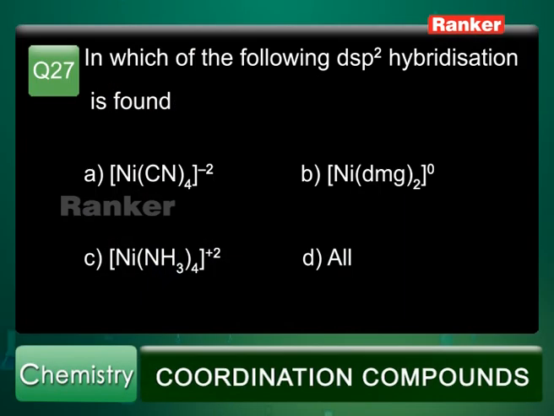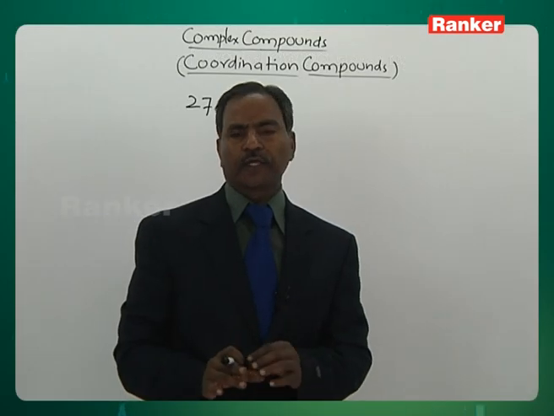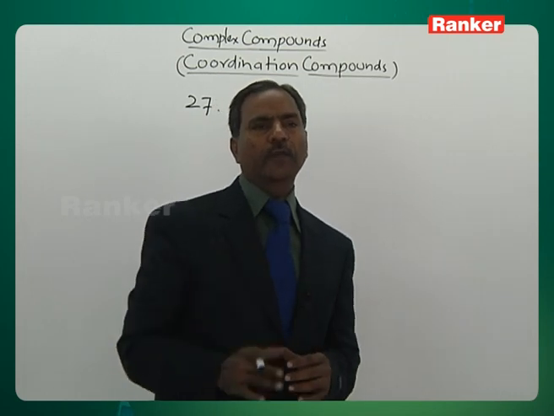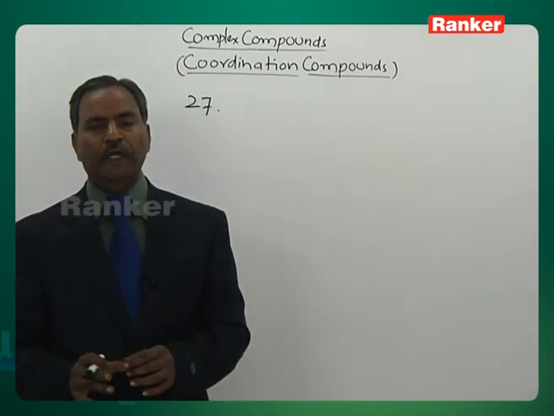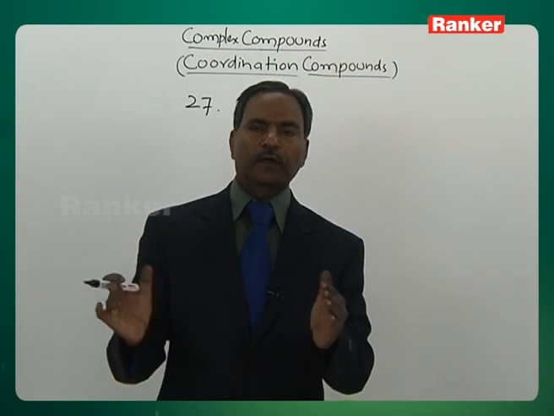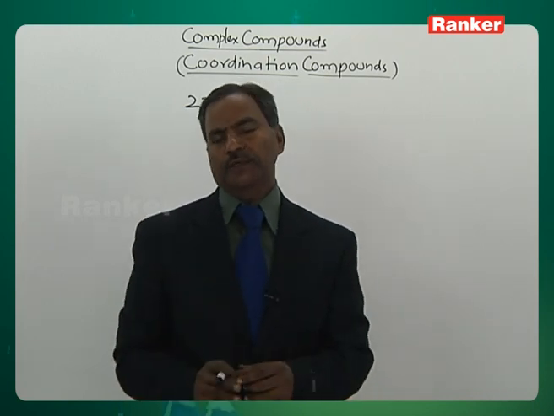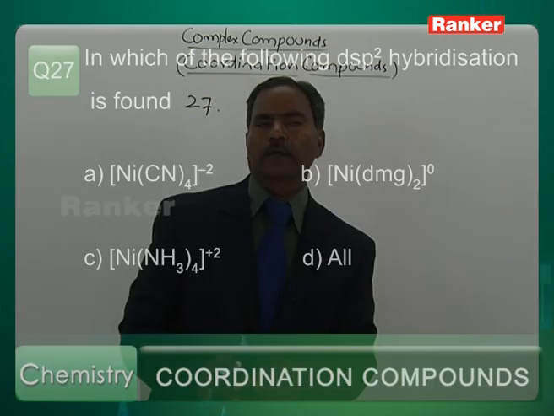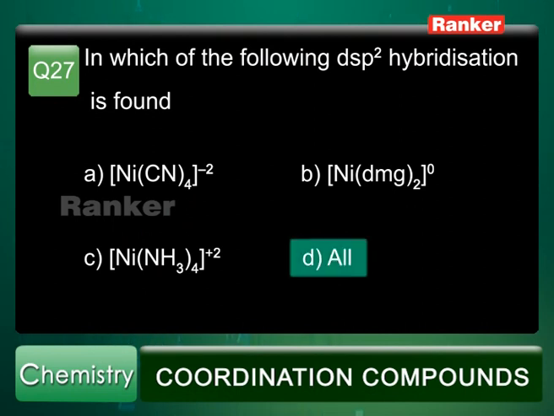Coming to B, nickel DMG twice. No charge is given. DMG is actually bidentate, and it is also square planar, so it is dsp2. Then nickel tetraammine 2+: nickel plus 2, amine is strong field, electrons get paired, so this is also dsp2 hybridization. So for question number 27, all are correct. Answer is D.